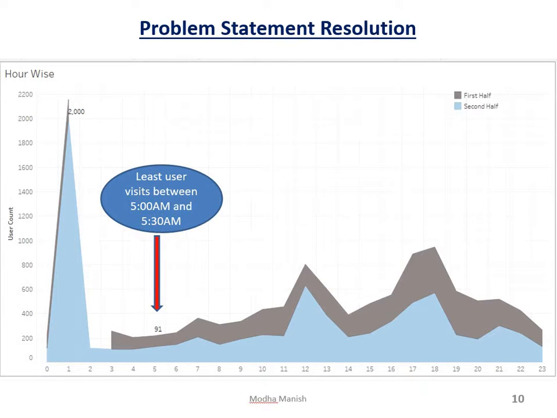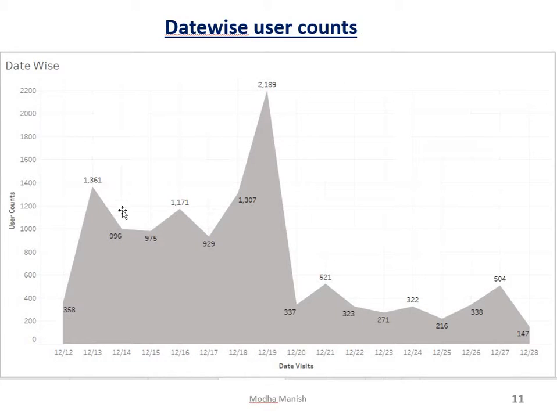Here we have date-wise information, like every day how many users are visiting this website. This is a very small data set, so you can see very low numbers here, but the same program can be applied on any big data set, and we'll get a date-wise count using Tableau.